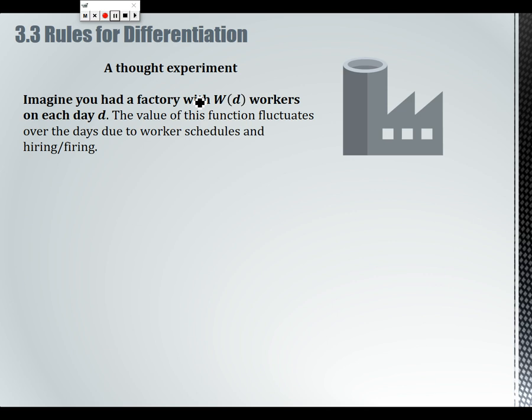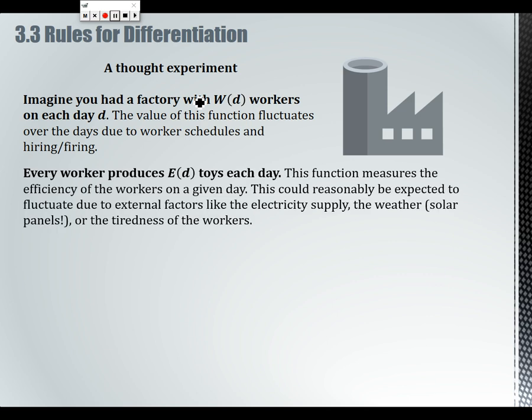So, say you have a factory that has W of D workers on a given day D. That number changes because of their schedules and because you like to fire them and stuff like that. Is that okay? Yes. So far, so good. Also, every worker has efficiency E of D. That is, they produce E toys on a day D. We can reasonably expect that to fluctuate too, because of various outside sources. Whatever else.